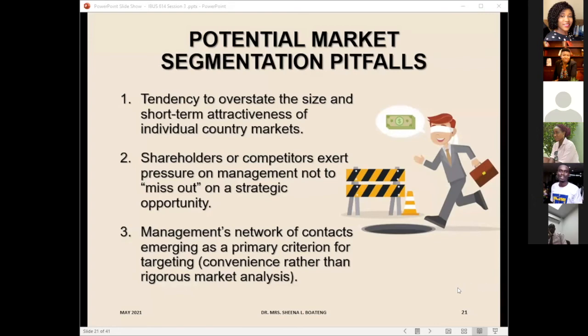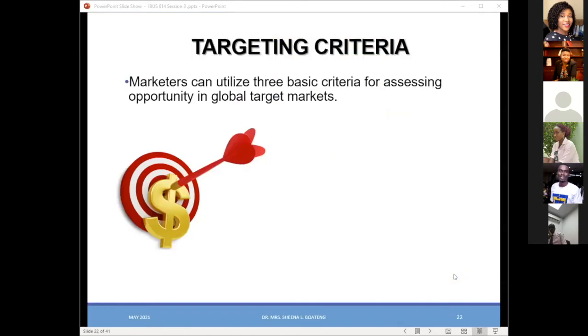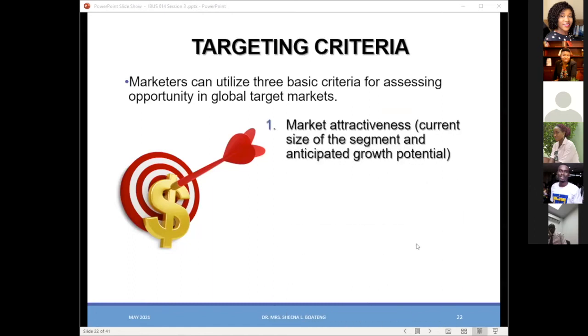So in respect of these potential pitfalls to segmentation that firms need to be cognizant of, when it comes to targeting, marketers need to utilize 3 basic criteria. The first one is to ensure that when they are considering market attractiveness, they look at the market not just in terms of how attractive it is now in the short term, but in terms of its growth potential into the foreseeable future, where the investments they are making to benefit from this profitability in the short term will carry them through into the long term.